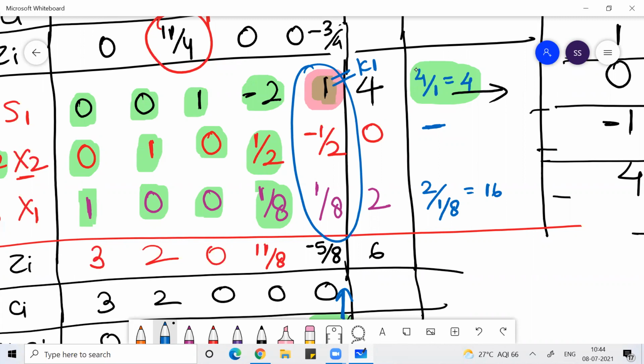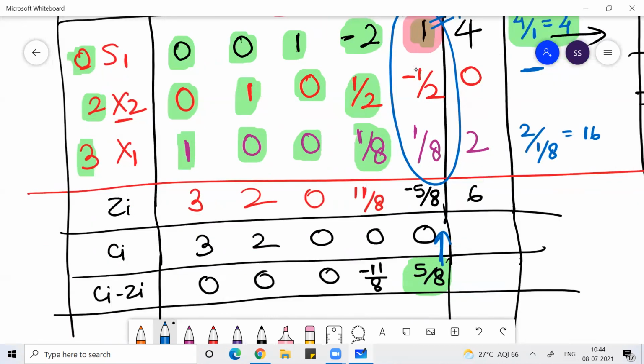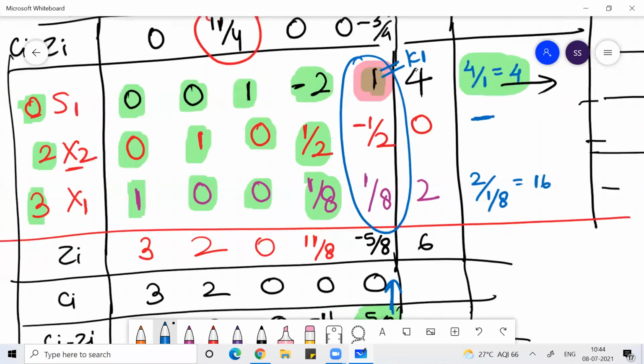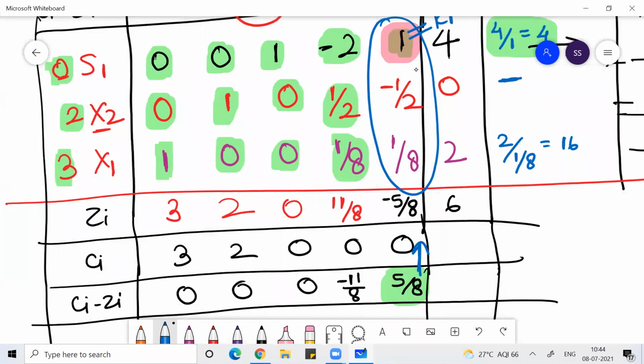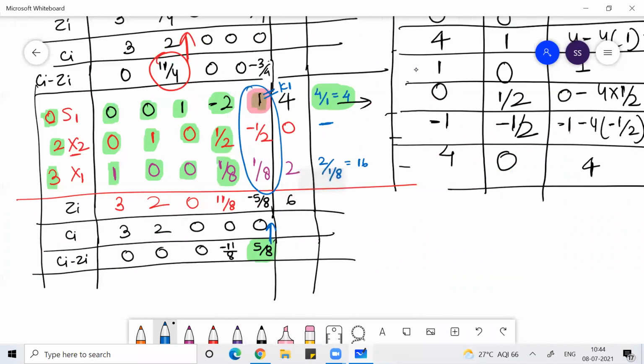Can you understand this, guys? When we saw the Ci minus Zi, it was not zero or negative. For S3, it was positive. It means that S3 is going to enter into the solution. So it will either replace S1, X2 or X1. Which one it will replace depends upon the theta. We found the theta, and the minimum value we got is 4. So it means S3 is going to replace S1.